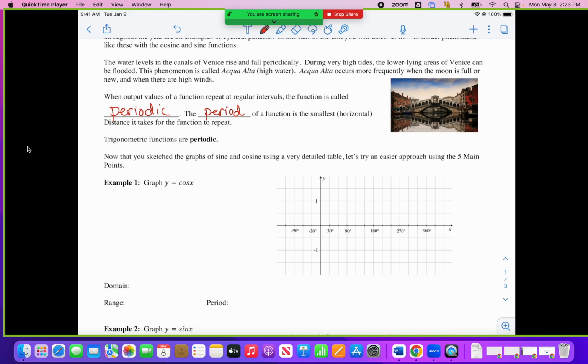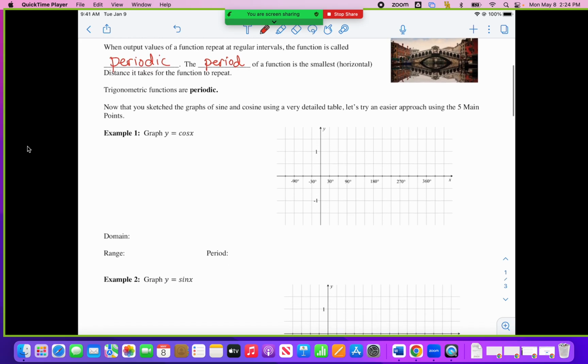So periodic functions have all the y values that are going to repeat over a certain length on the x-axis. That length on the x-axis is called the period of the function. It's the smallest horizontal distance it takes for the function to repeat. All trigonometric functions are periodic functions.